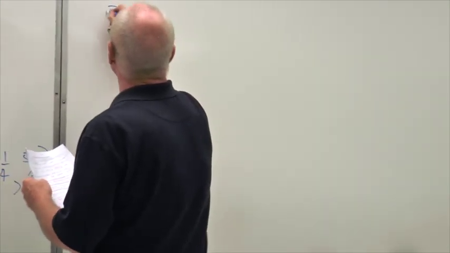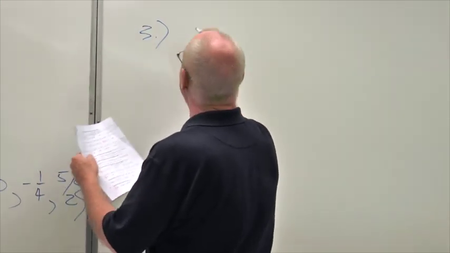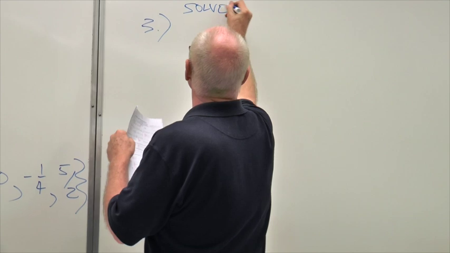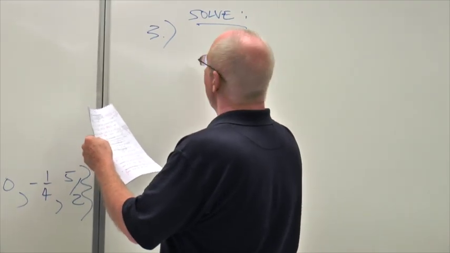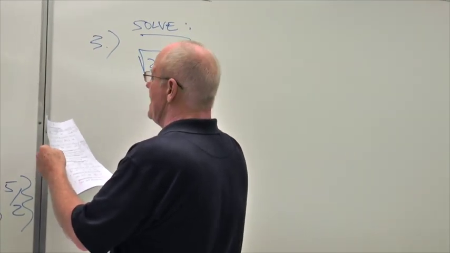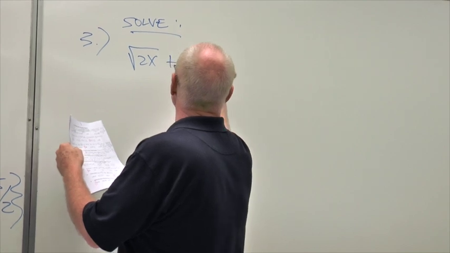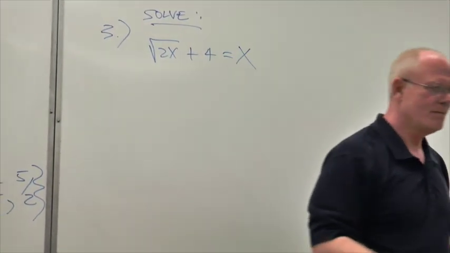Okay, so we did number 1 and 2, right? And I'll leave that up there. So number 3, let's do number 3. What's number 3? Number 3 says solve the square root of 2x plus 4 is equal to x.